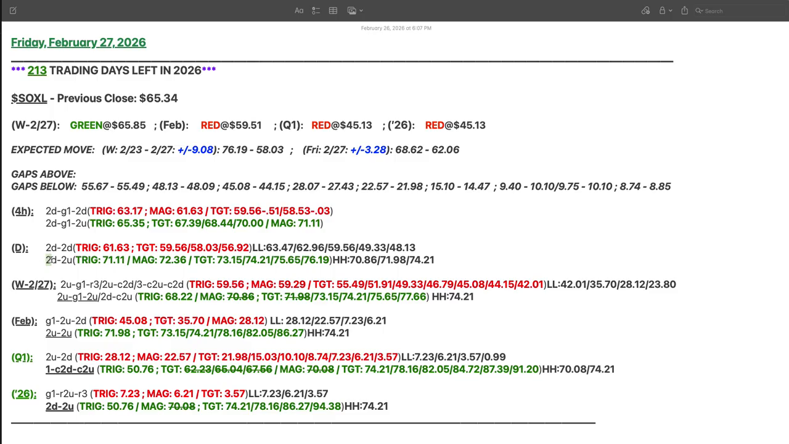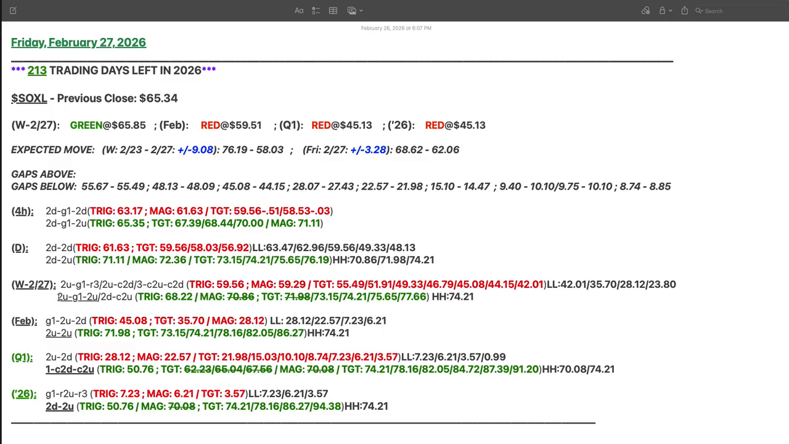All right. So if we do go 2 down, 2 up on the day, it triggers at 71.11. Magnitude is 72.36. And if for whatever reason we get some catalyst or whatever happens tomorrow, we do have some extended targets out there for you, including that all-time high of 74.21.